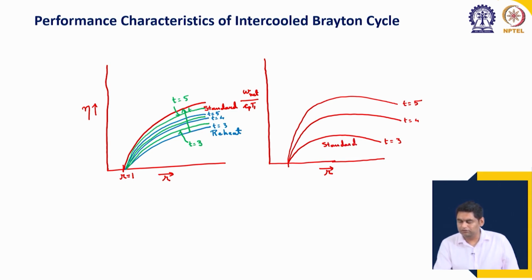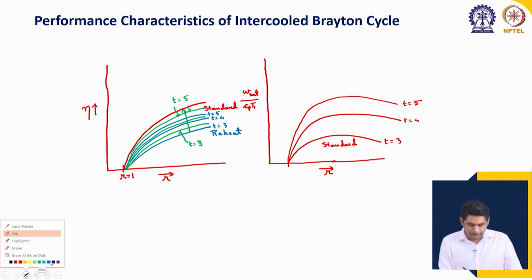With increasing T we know that the work output will increase. All of you should know what is the reason. With increasing T the turbine inlet temperature is higher, so we get higher scope for work output from the turbine. Now, coming back to this.